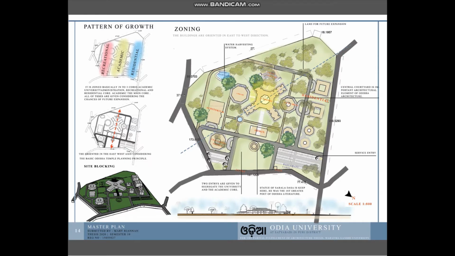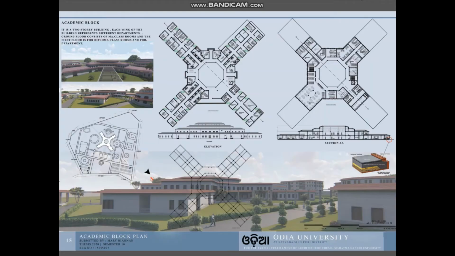Blocks with shaded pedestrian pathways are given for the connection with the academic block. The extreme right of the site is for the hostels and the staff residences. Service entries are given from the Sakigopal Road, which is also by the academic block.